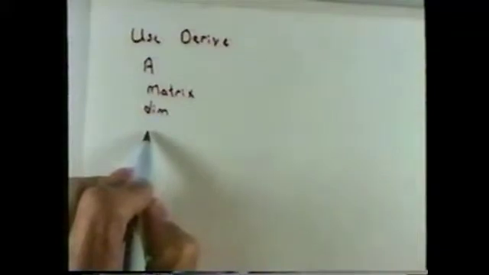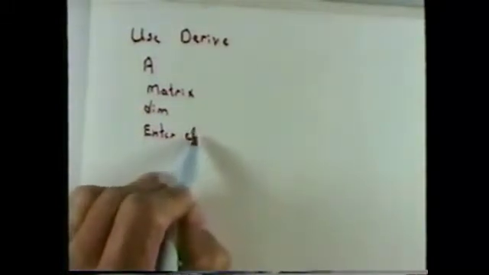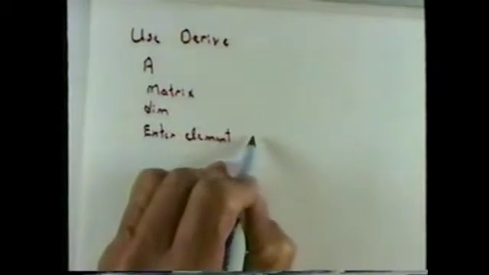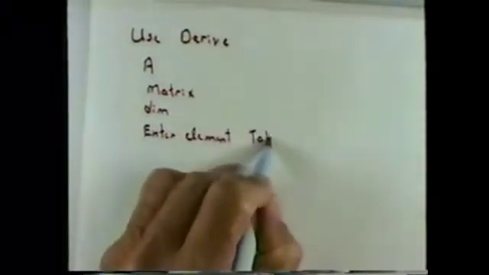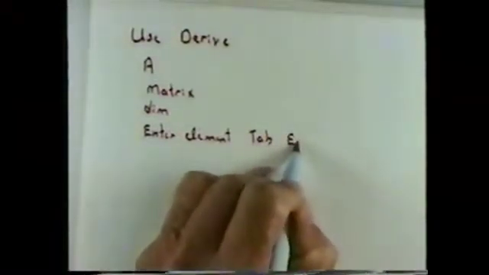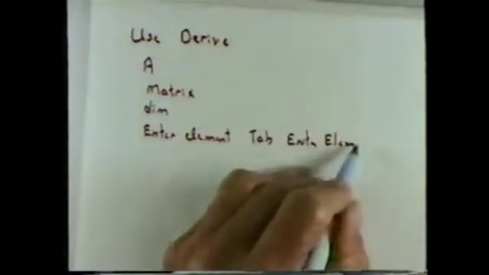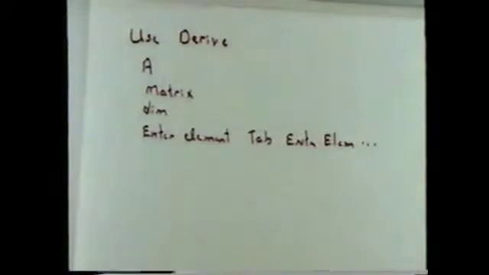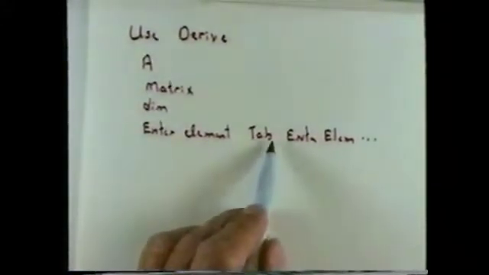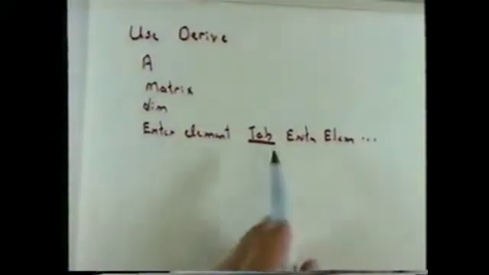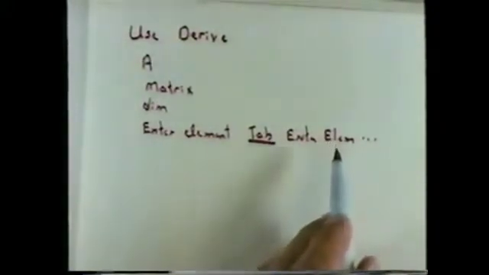So to enter a matrix, you enter the element, then you press tab, enter the next element, and so forth. But the key is, after you enter an element, press tab. Now when you do this on Derive, you need to actually go into the lab and do it.